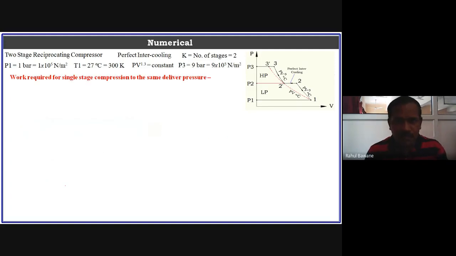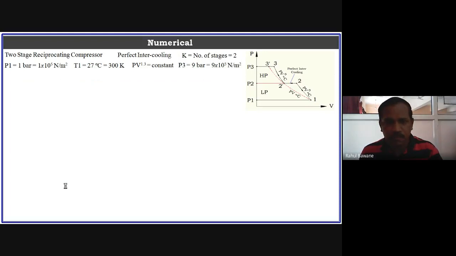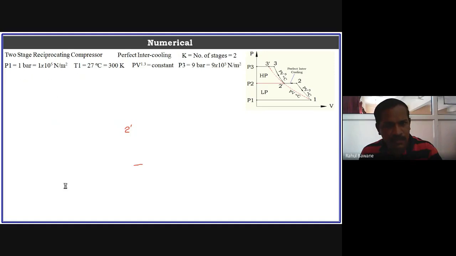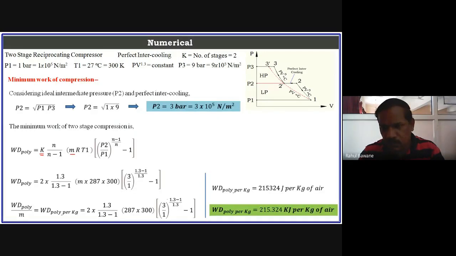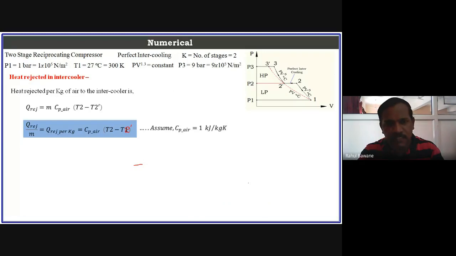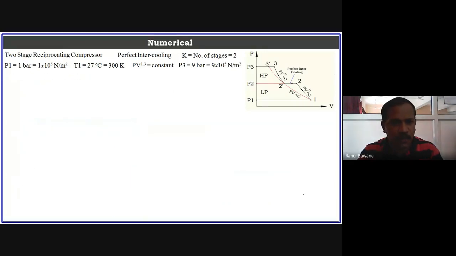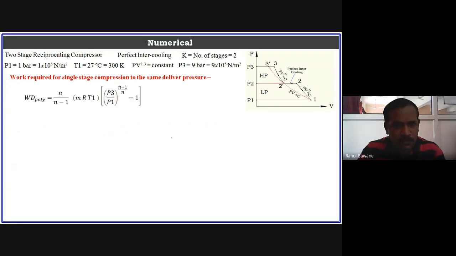Now the last of the sub questions: work required for a single stage compressor for the same delivery pressure. We saw that for the multi-stage compressor the total work done is 250. Now we will see, if it is compressed in a single stage, what the work required will be. For a single stage compressor, we are compressing from P1 directly to P3 pressure.